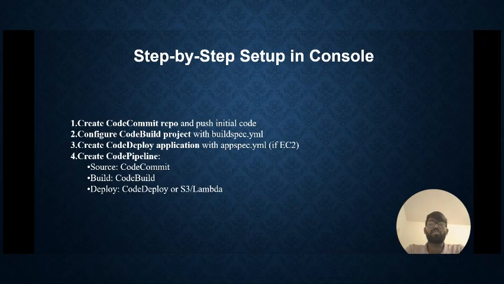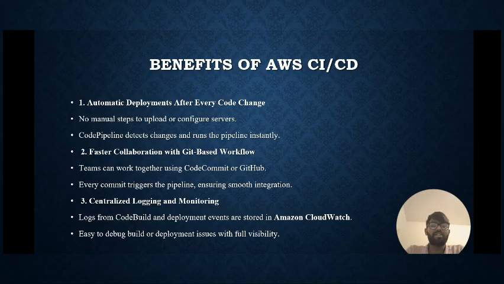Step by step in the console: in the AWS console, we need to do the use cases, which I will do in the next video. But a small explanation which I will give in the presentation: first we need to create a CodeCommit repo, push the initial code, and configure CodeBuild, which I mentioned. We need to write the build commands in buildspec.yml and then deploy with appspec.yml, and then set up CodePipeline with source, build, and deploy. These are the main things in CI/CD.